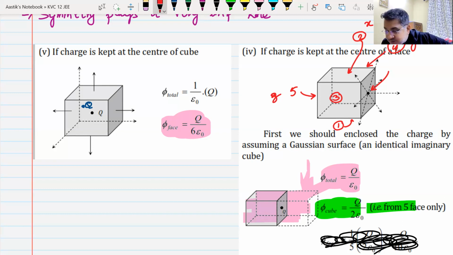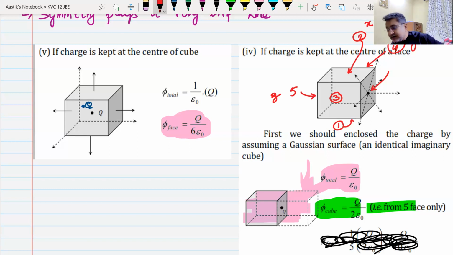Symmetry. And the answer by symmetry is actually that 1, 2, 3, and 4 will all have the same flux. Do we understand this? Yes, sir. Because all are symmetrical with respect to each other, with respect to the center of the face.